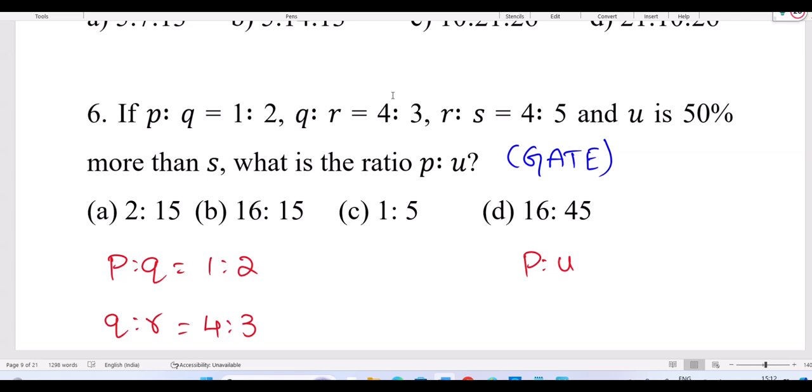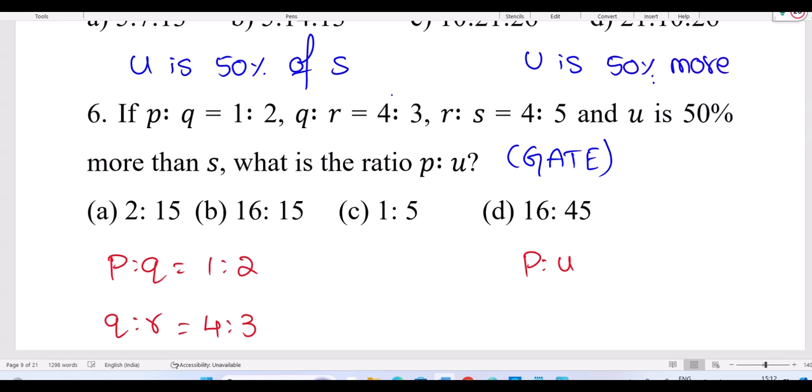Here ratio, and now percentage is also involved. U is 50% more than S. That is the percentages concept. And guys, read the sentence properly. U is 50% of S means something different. U is 50% more than S is different, because some people argue later, why not this. This is totally different.